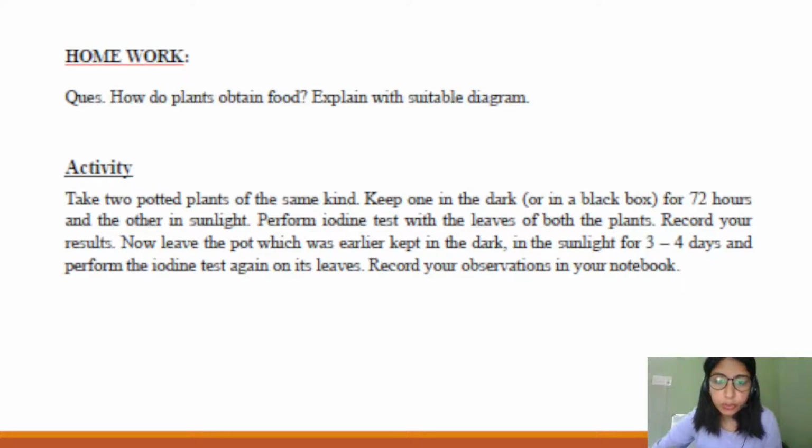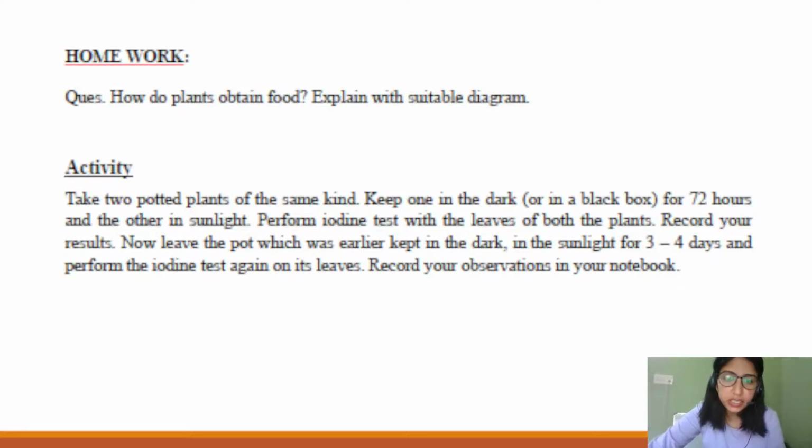The activity that you have to perform is to take two potted plants of the same kind, keep one in the dark, in a black box, for 72 hours and the other in sunlight. Perform the iodine test with the leaves of both the plants. Record your results, and now leave the pot which was earlier kept in the dark in the sunlight for 3 to 4 days and perform the iodine test again on its leaves. And record your observations in the notebook. So this is the activity that you need to perform.